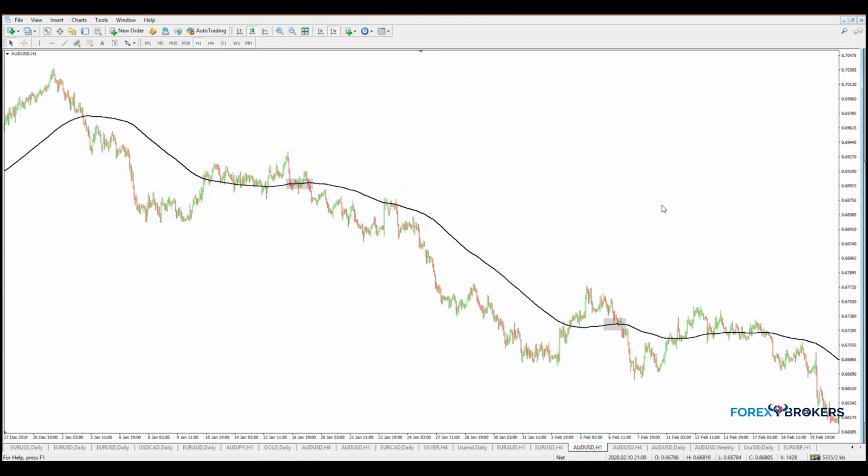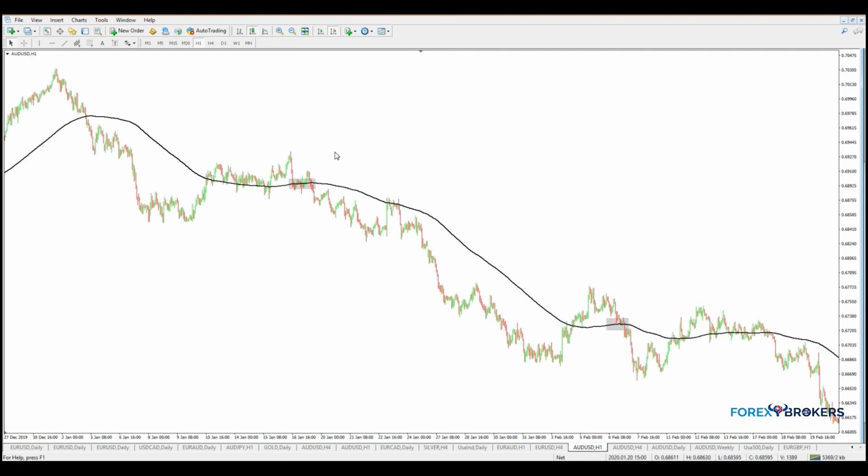Another interpretation is to use it as a filter for trading in the same market direction, provided that the moving average doesn't change direction often. In the sense that this is the hourly Australian dollar and US dollar. Now have a look in here.